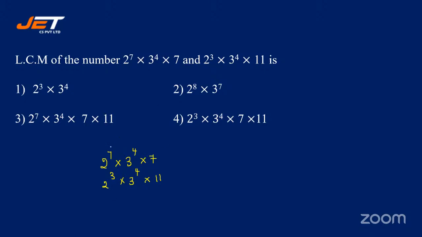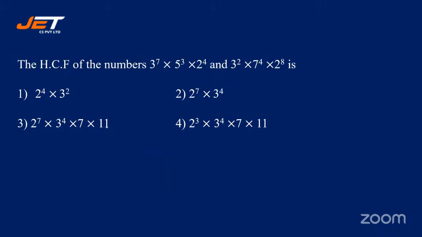Right? So we consider 2 power 7. Then we consider 3 power 4. And here we consider 11. So 2 cube, 2 we have already considered. 3 we have already considered. So the balance is 7. So it is 2 power 7 into 3 power 4 into 7 into 11. All right.